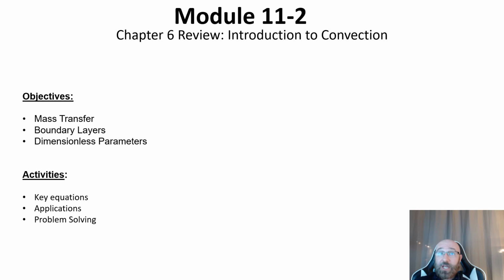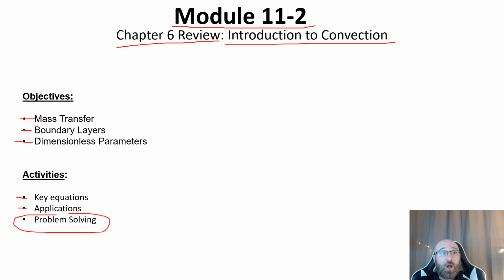Now, as we look at our second section, Module 11.2, this is going to be a review of Chapter 6, taking a look at the introduction to convection. Within this, we're looking at mass transfer, boundary layers, and dimensionless parameters. In this section of Module 11, we're taking a look at our theory, some key equations, reviewing some applications, and again, going through a couple more new example problems with my hand solutions.